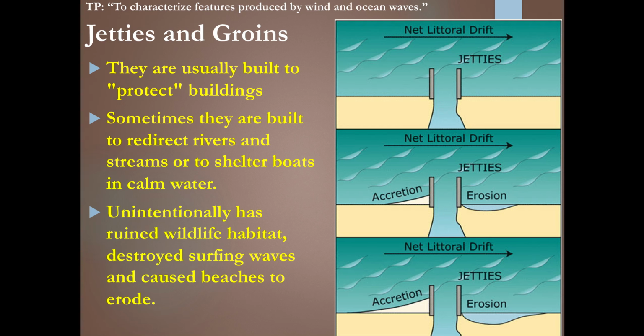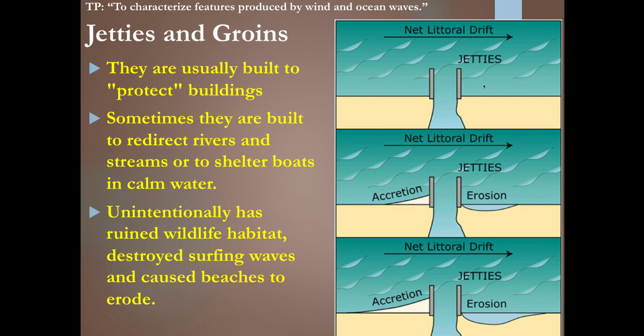Alright, jetties and groins. They're usually built to protect buildings, if buildings are built right by the shoreline. Really expensive houses are usually near the shoreline. Sometimes they're built to redirect rivers and streams or to shelter boats in calm water. And this unintentionally has ruined wildlife habitat, destroyed surfing waves, and caused beaches to erode further.